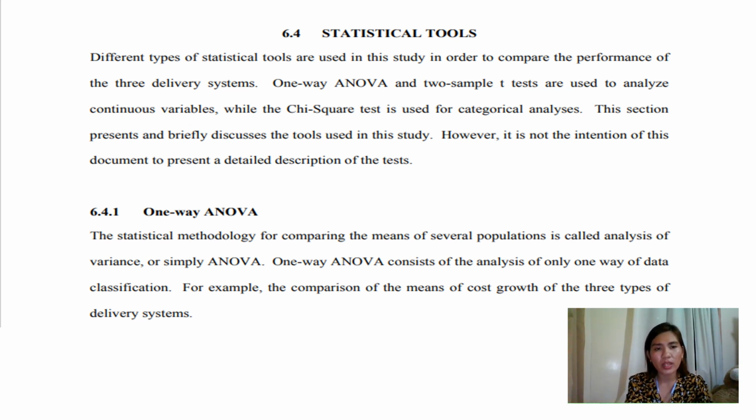6.4.1 One-way ANOVA. The statistical methodology for comparing the means of several populations is called analysis of variance, or simply ANOVA. One-way ANOVA consists of the analysis of only one way of data classification. For example, the comparison of the means of cost growth of the three types of delivery systems.